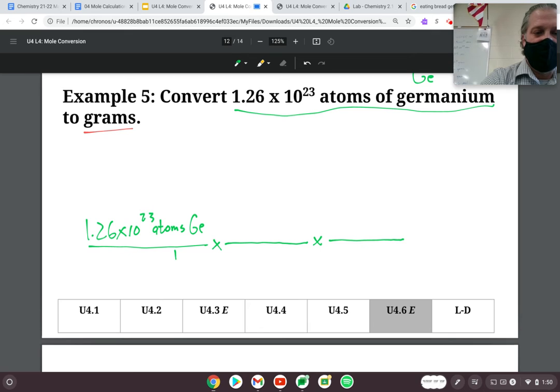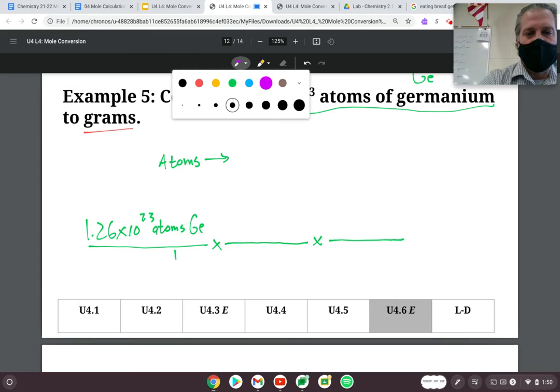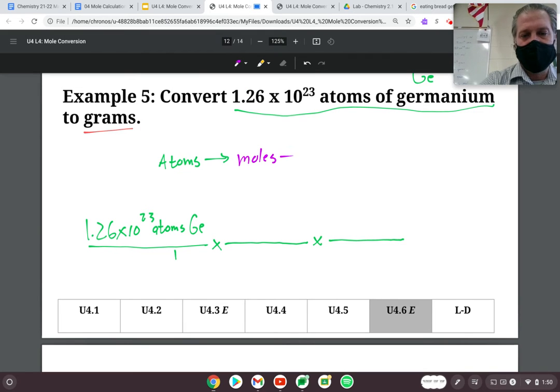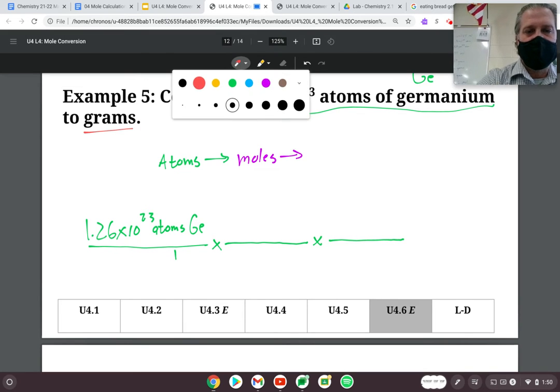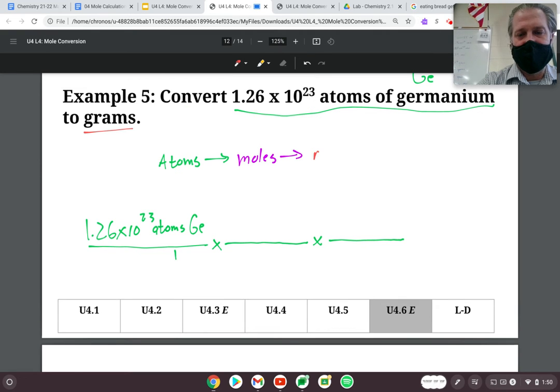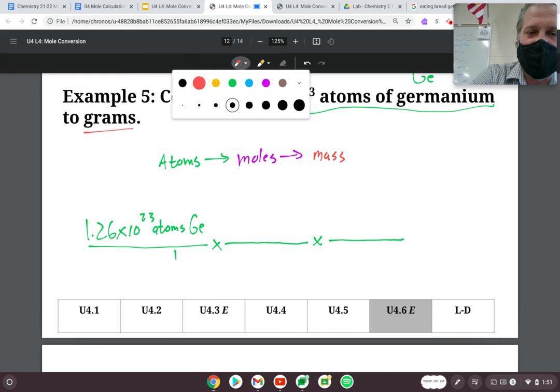So really, we're going to go from atoms to moles to mass, or to grams. So I'm going to put mass up here. Now, in order to do these problems, we need to have a conversion factor, or in this case, we need to have 2 of them. So I'm going to go ahead and identify those now.